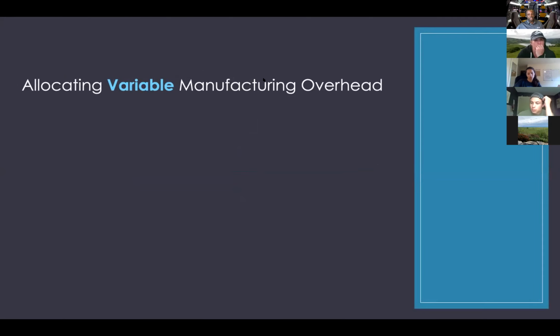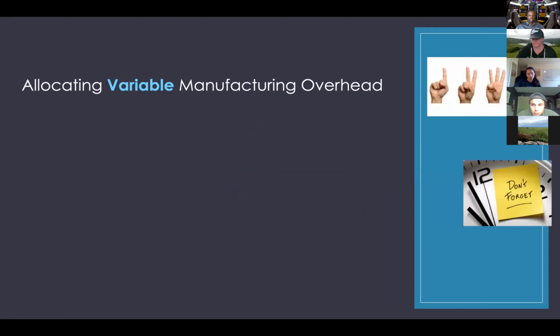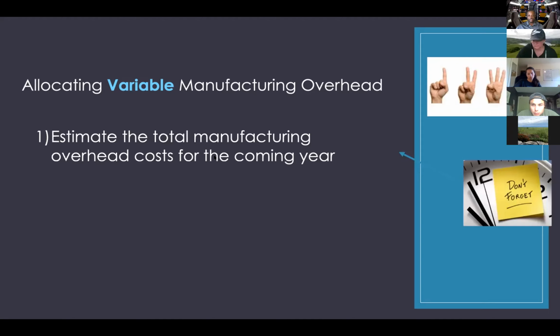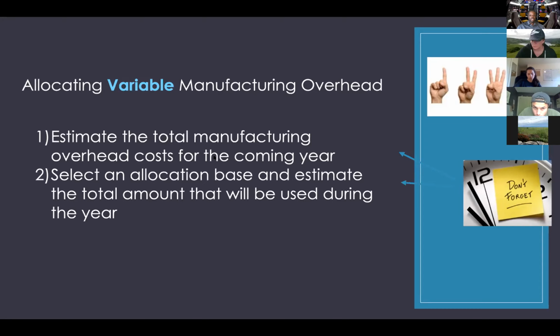So a recap of how we get to overhead. If you recall, there are 4 steps to allocating our overhead. Before the period begins, during the budgeting process, we do steps 1 through 3, because we have to come up with an estimate of what our total year is going to be. Step 2 is we have to select an allocation base, select a cost driver.